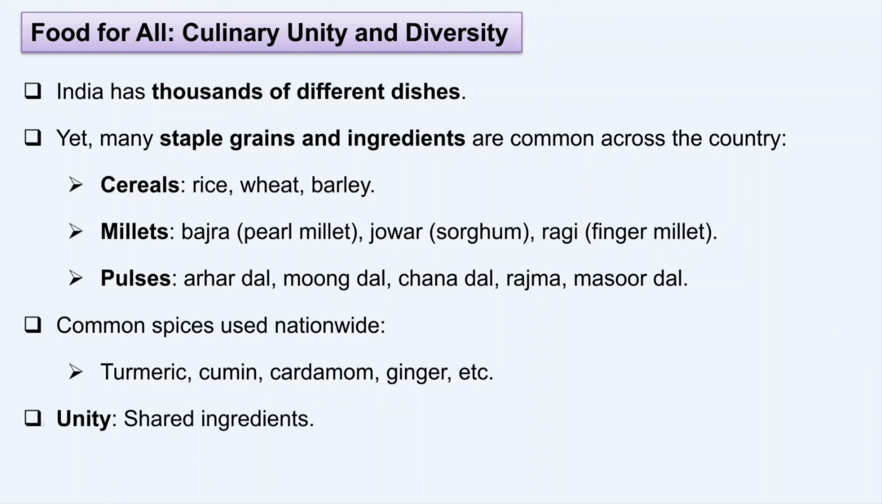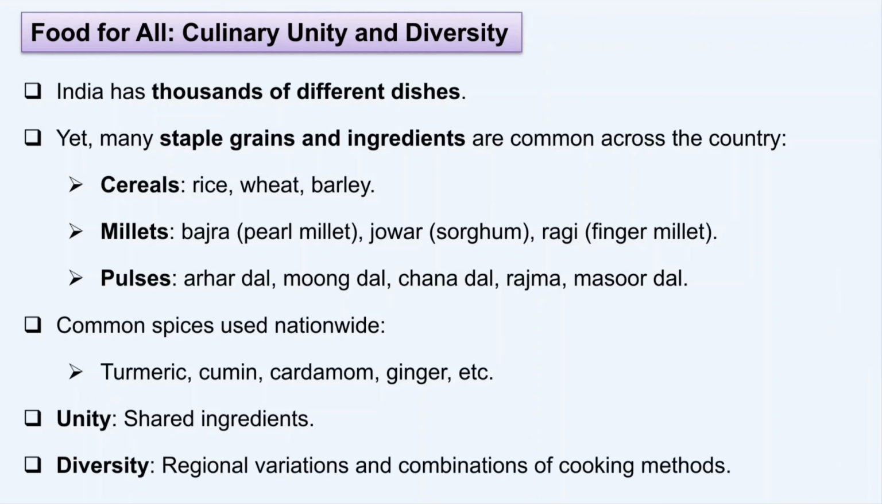Next, see, what is our conclusion? Unity, shared ingredients, isn't it? And diversity, in case of diversity, we have regional variation and combinations of cooking methods. We have regional variation, we have different types of methods, isn't it? And the combinations of cooking methods make our dishes very different, but our ingredients are the same.